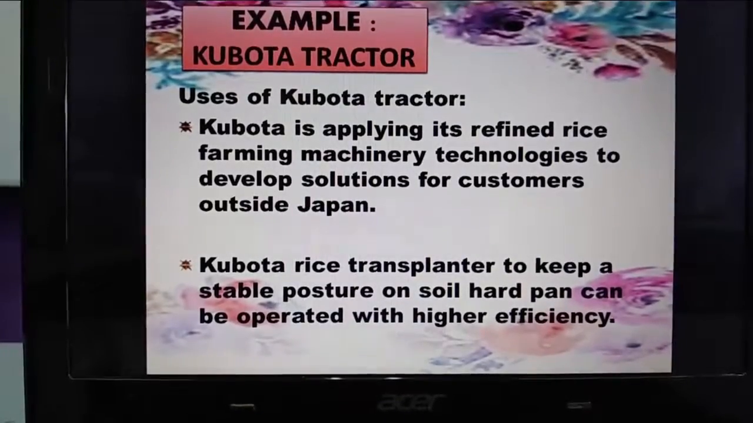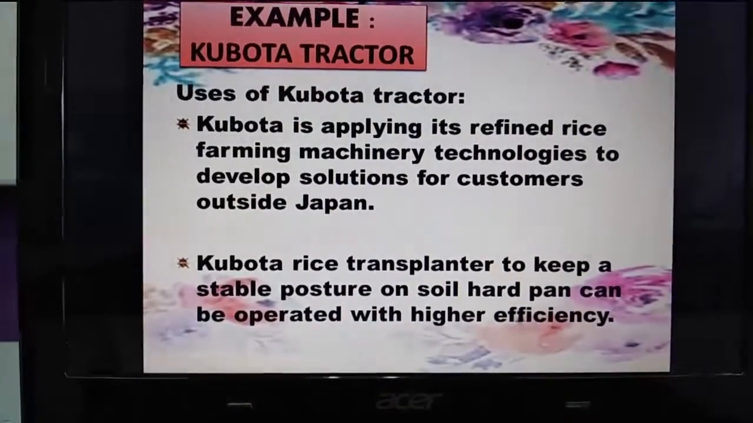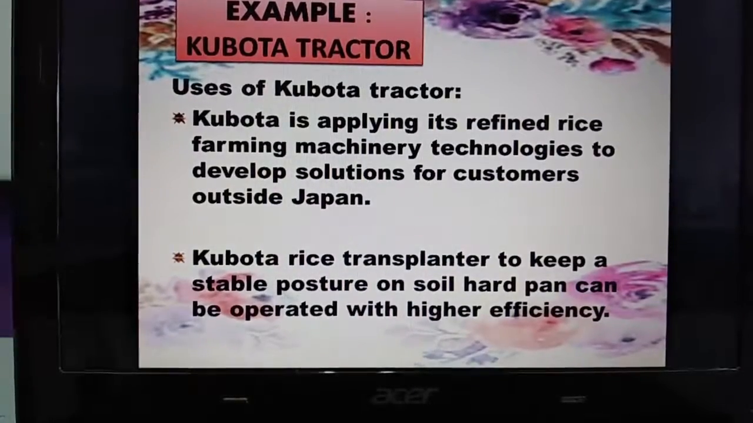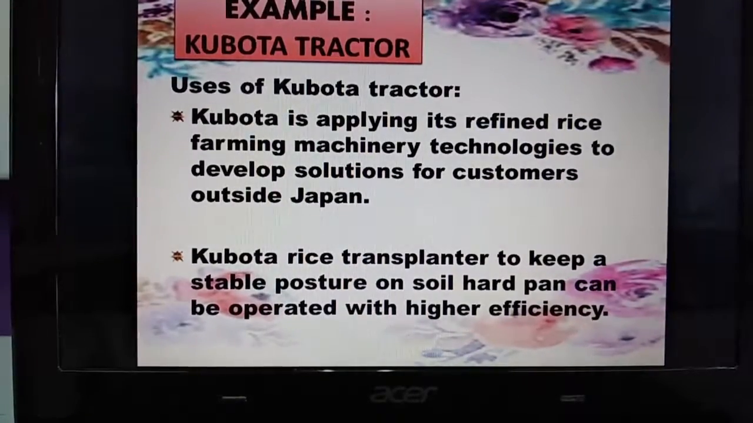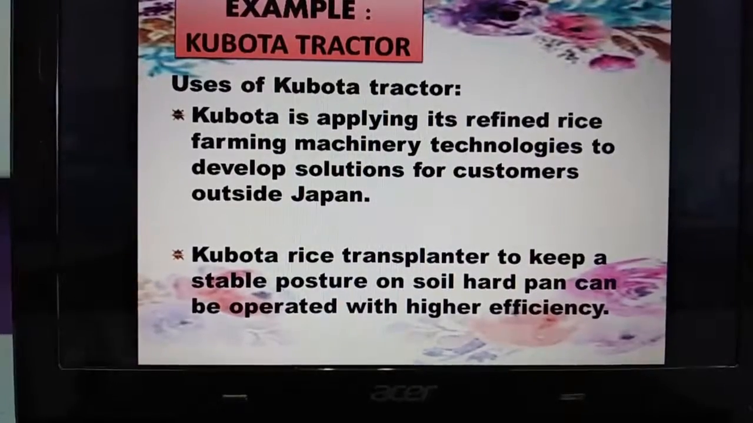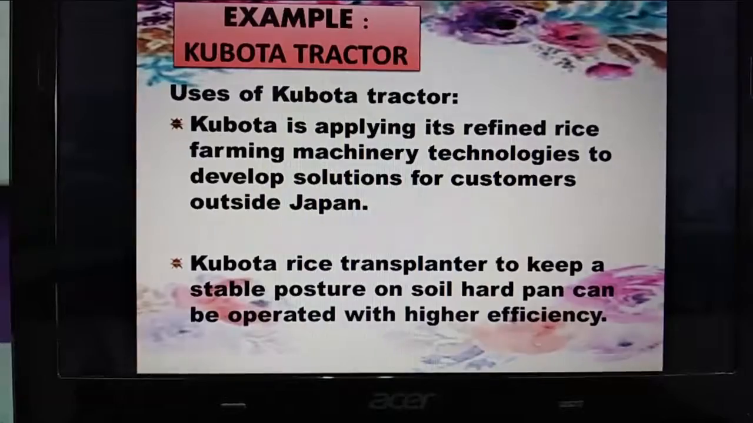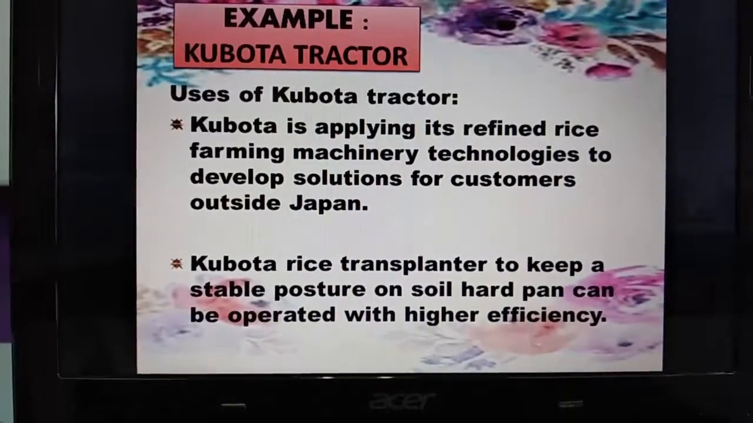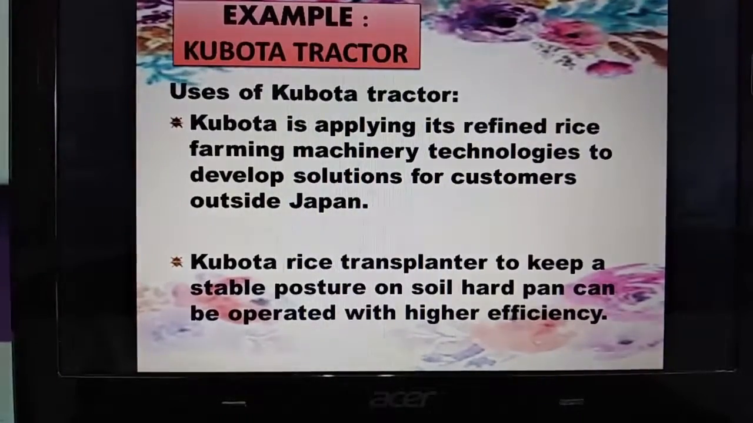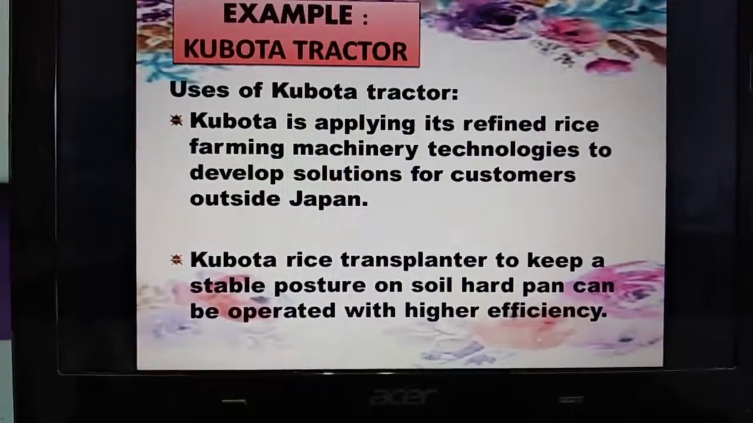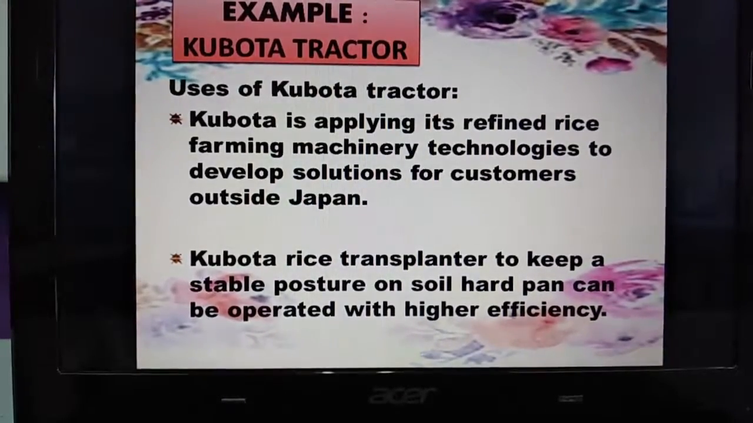Basically, we know rice transplanters have helped the mechanization of rice transplanting and harvesting, which are the most labor-intensive processes in rice farming. Thereby, they can help to reduce labor and increase efficiency. With rice farming in Asia rapidly mechanizing, Kubota is applying its refined rice farming machinery technology to develop solutions for customers outside Japan.